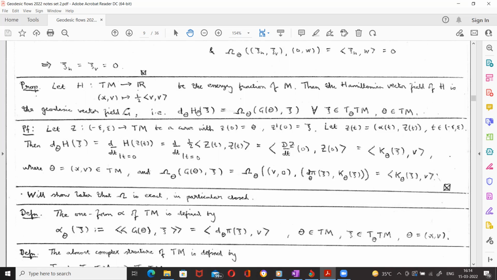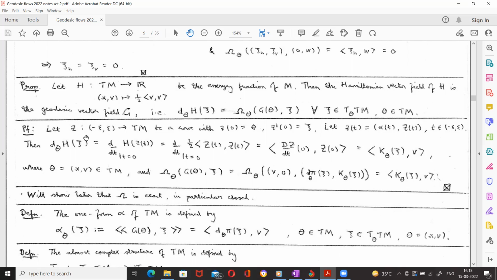Is the statement clear? The Hamiltonian vector field of this energy function is the geodesic vector field. That's the vector field generating the geodesic flow, right? So let's prove this.